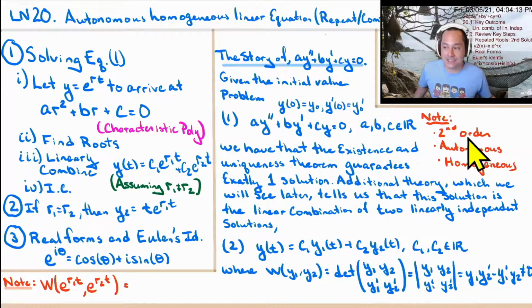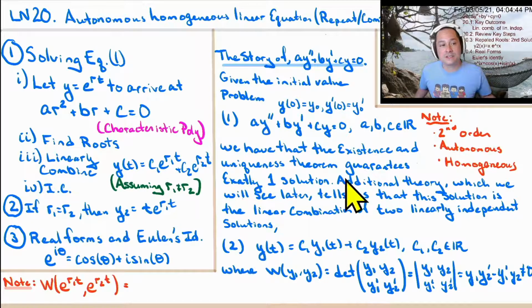The equation is second order. It is autonomous. Why is it autonomous? It's autonomous because I do not see any explicit references to the t variable in this equation. And it is homogeneous because the right-hand side, which would normally house any terms that don't have y, y prime, or y double prime, that term is set to 0. You could also call this a constant coefficient, homogeneous, second-order problem. Any of those things are fine.